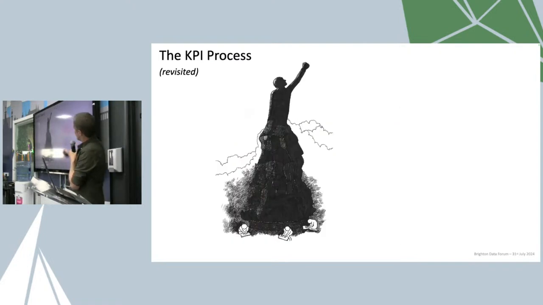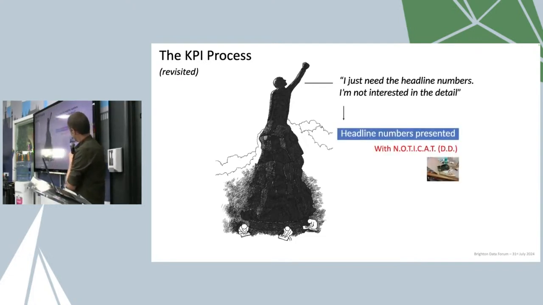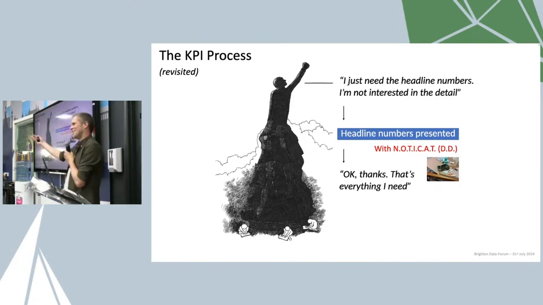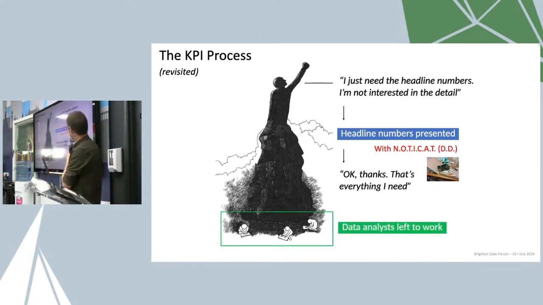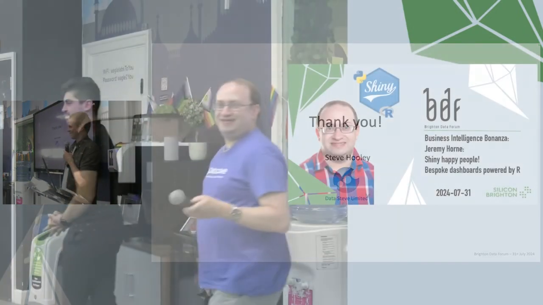So if we revisit the KPI process, again, the boss would say, I just need the headline numbers, I'm not interested in the detail. The data analyst will go away and they'll present the headline numbers, but with the naughty cat DD framework. The boss will say, okay, thanks, that's everything I need. And then the data analysts are left to get on with their mountains of other work. And that's it. Thank you.